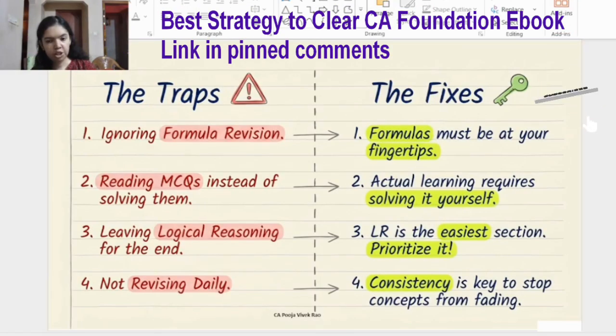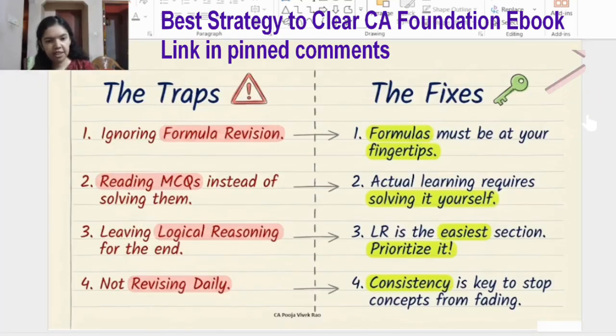Now coming to the most important slide of this video, that is the commonly committed errors by the students in the previous exam and how to avoid those errors. So error number 1 is ignoring formula revision. So don't ignore the formula revision part. Formula must be at your fingertips. Error number 2 is studying without solving MCQ. Reading solutions is not practice. Actual learning happens when you solve the questions yourself.